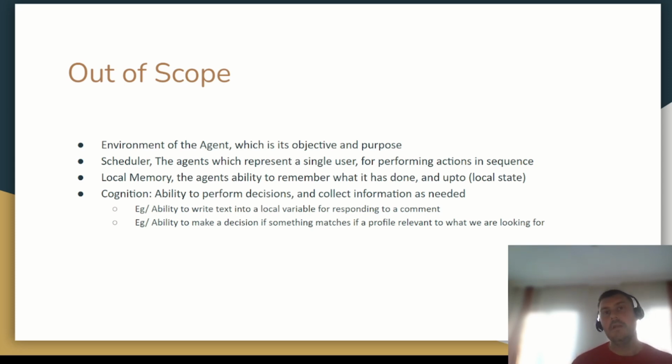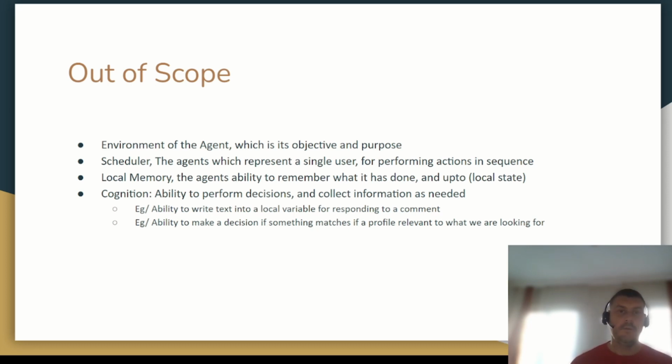So having an agent that acts like a human is key to how this operates, and being able to future-proof it as well. So what I didn't really discuss was the environment of the agent in terms of finding objectives, the scheduler. So we want it to act like a human. So it's not doing actions in parallel for one agent. We're just representing one person with one agent.